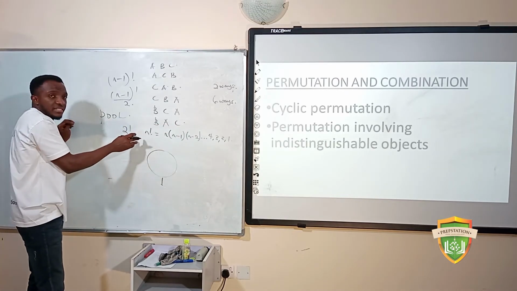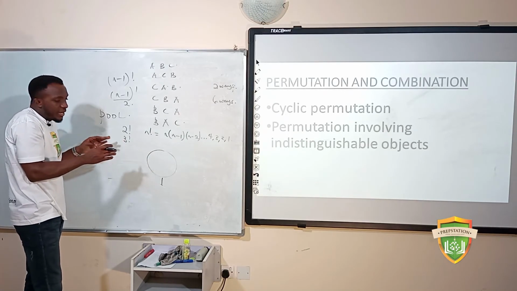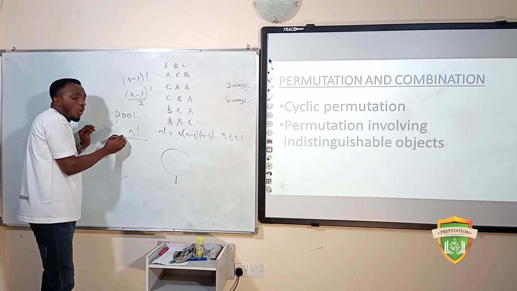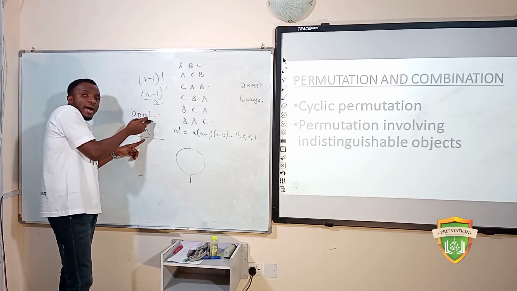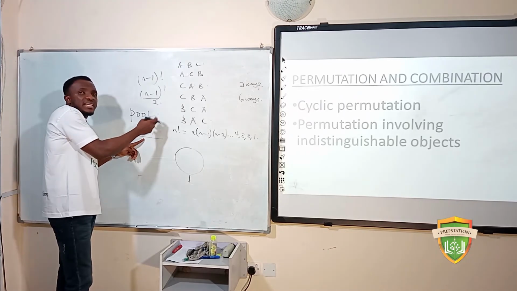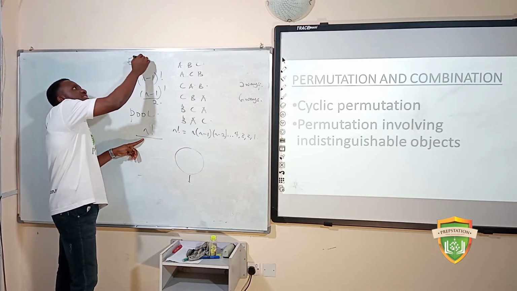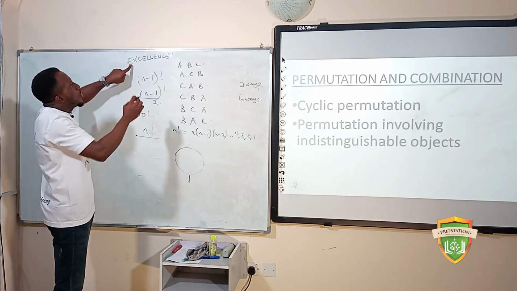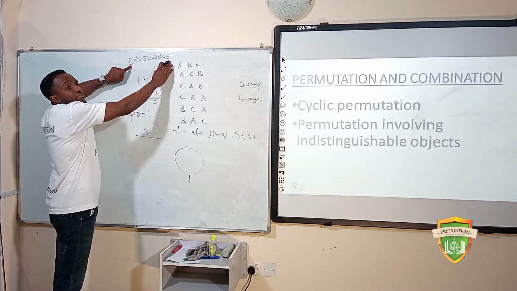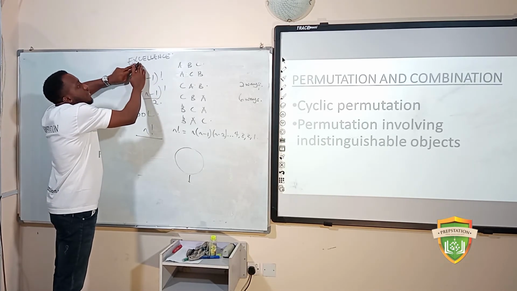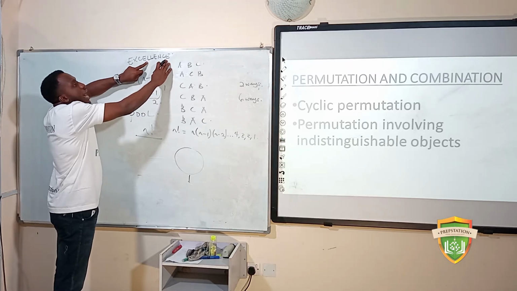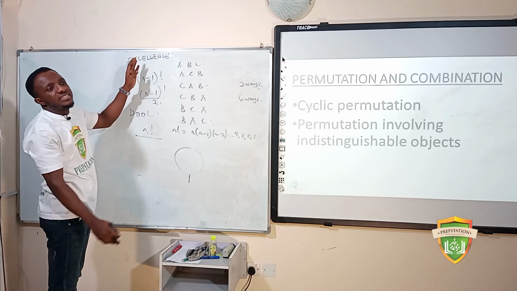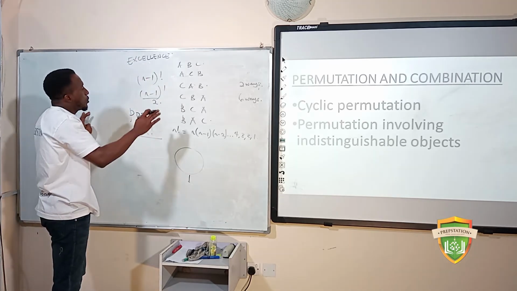When you have indistinguishable objects like this, the easy way to solve this is simply n factorial over the factorial of the number of the indistinguishable objects. Let's say you have a word like excellence. Can you see this word? Excellence. Now, in excellence, you have about 4 E's, 2 C's, and 2 L's. Now, how do you solve this? How do you arrange these words? There's a formula. That's what we intend to get here.